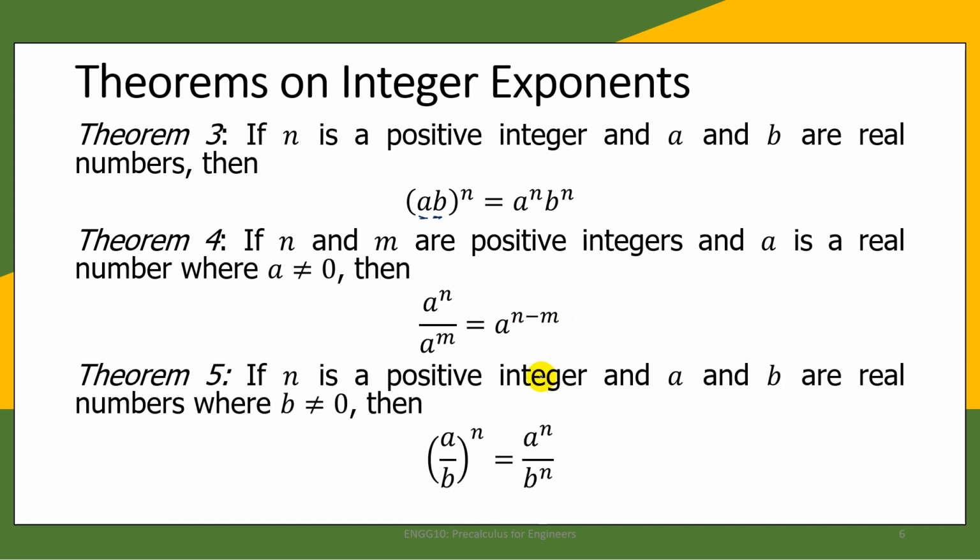Alright. And lastly, for Theorem 5, if n is a positive integer and a and b are real numbers where a over b is not equal to 0, then the quantity a over b raised to n is equal to a raised to n over b raised to n. This is the same as theorem number 3, right? It's just that this one is a quotient. So we need to distribute the exponent n to both the numerator and the denominator. So we have a raised to n all over b raised to n.